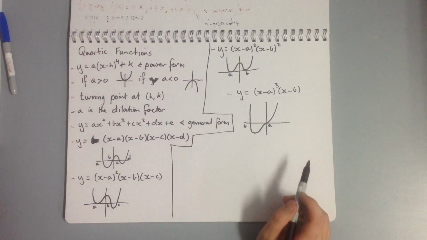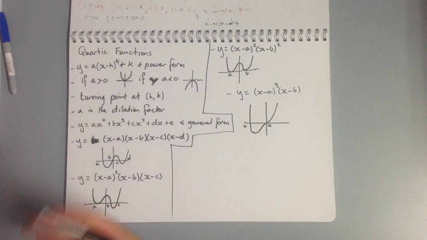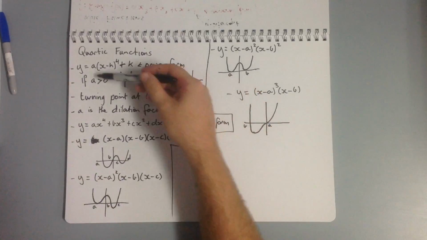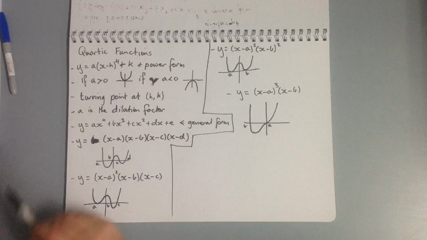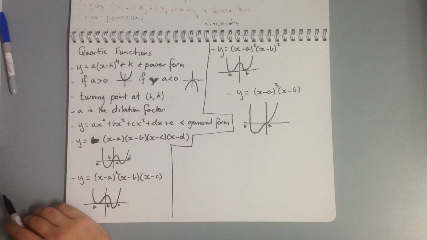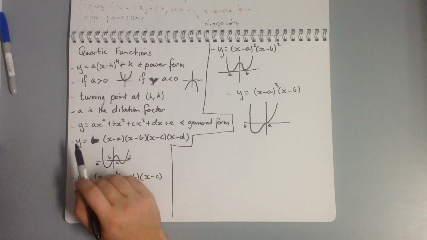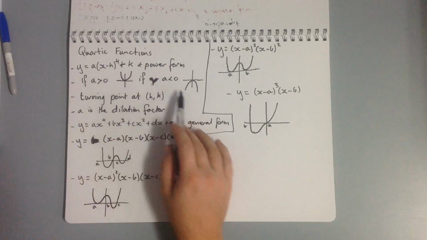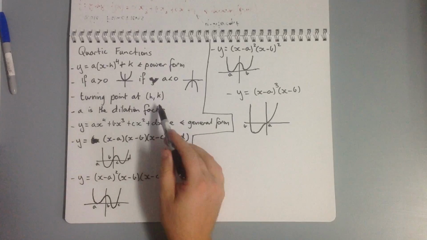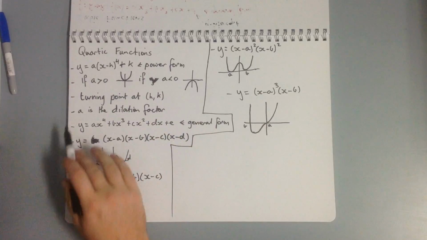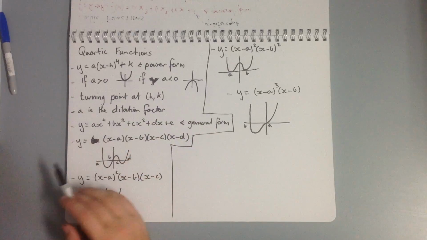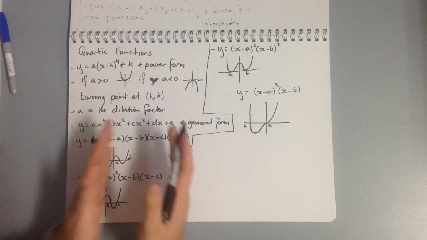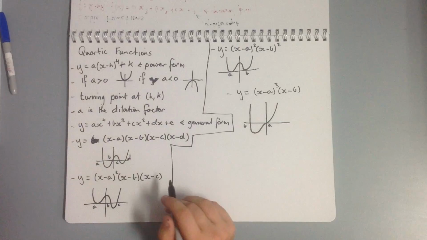When we go to quartic functions, they look similar to quadratics. Again we've got our power form, so we've got a outside of (x take h) to the power 4 plus k. Again, if a is positive, it's going to look like a cup. If a is negative, it's going to be up the other way. We have our turning point at (h, k) again, and we also have a dilation factor of a. So again, that stretches or compresses. It's the same with our cubics as well, stretches and compresses.